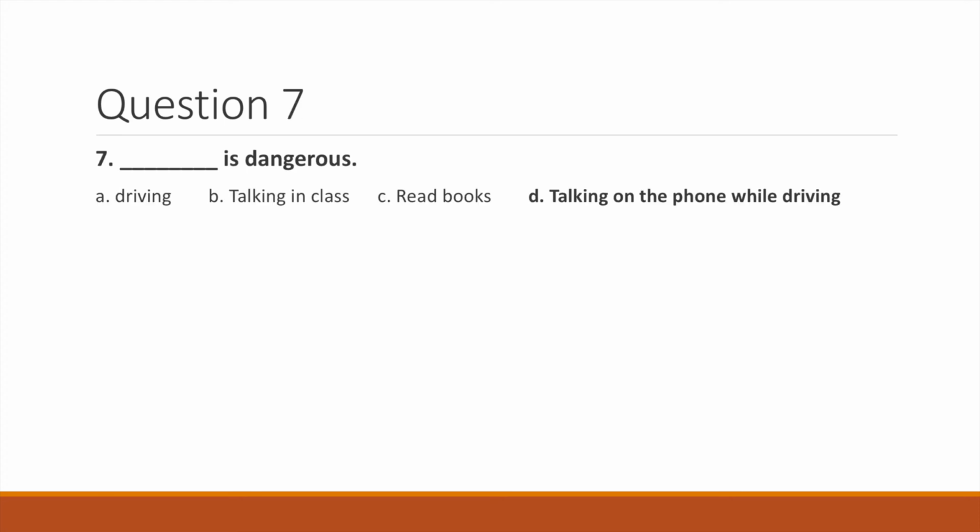Question 7. Blank is dangerous. Again, looking at this blank, we know that the answer must have a capital letter. So it's either B, C, or D. Now, if we put read books, that is not a correct grammatical subject. We're looking for something with a gerund, so we know the answer is either B or D. If we say talking in class is dangerous, well, that doesn't make any sense. Talking in class is not dangerous. So our answer, D, talking on the phone while driving is dangerous.